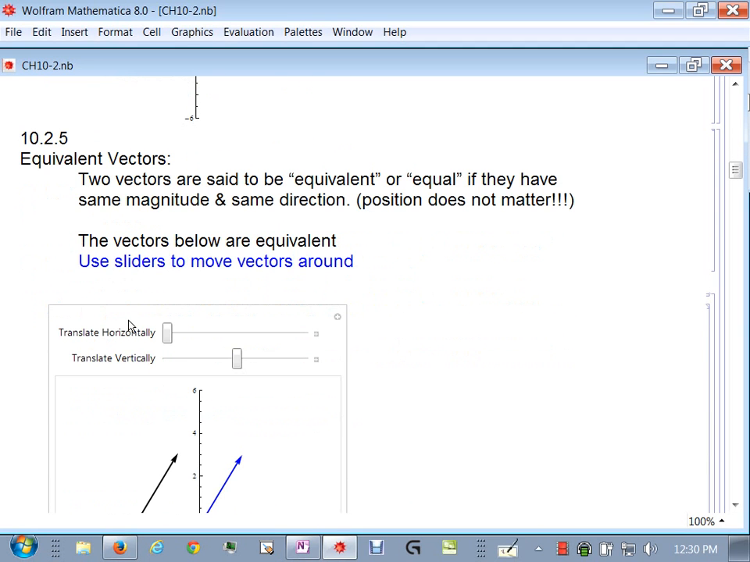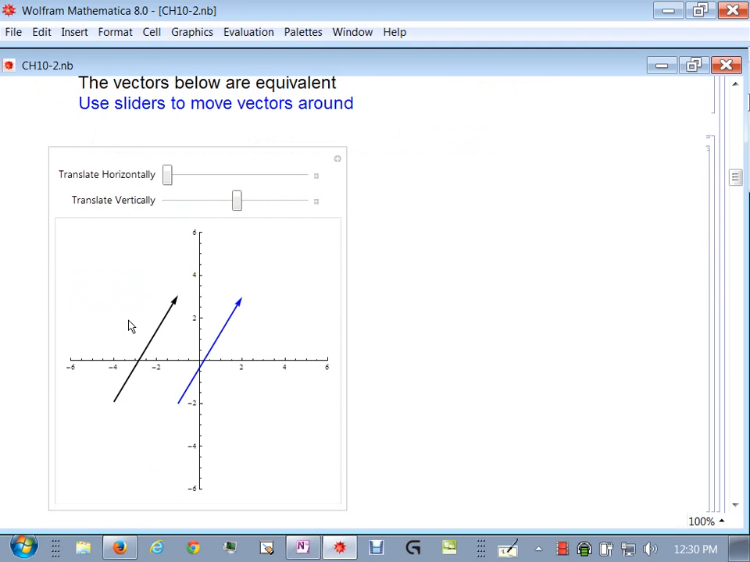All right, two vectors are said to be equivalent or equal if they have the same magnitude and same direction. Notice that the position does not matter. So look at these two vectors. We have this black vector and this blue vector. Do they have the same length? They appear to have the same length. Do they point in the same direction? Are they parallel? Yes. So they are equivalent. Meaning, if I call this vector u and this vector v, u and v are the same thing. Even though they're oriented in different parts of two-dimensional space, they're equivalent vectors.